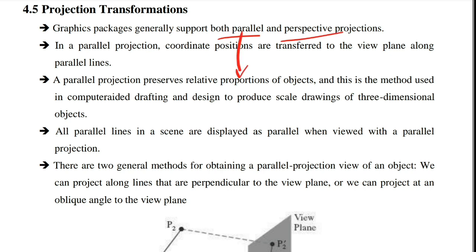Parallel means it will preserve the coordinate values and the size of the object, so it will look the same as the original size, but perspective means it will change based on your perspective. If you see from far, it will be small, if you see from near, it will be comparatively larger. Okay, so that's all that is there in the first topic, projection transformations.